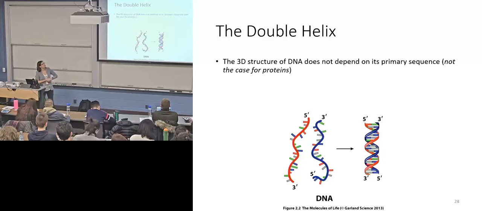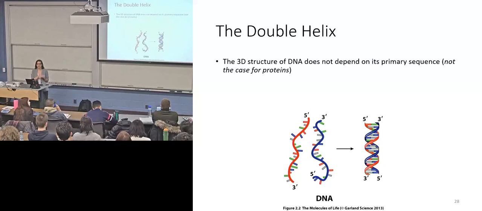The 3D structure of DNA does not depend on its primary sequence. What is its primary sequence? What does that mean? And then it says not the case for proteins. So what does that mean? First of all, what is primary sequence?